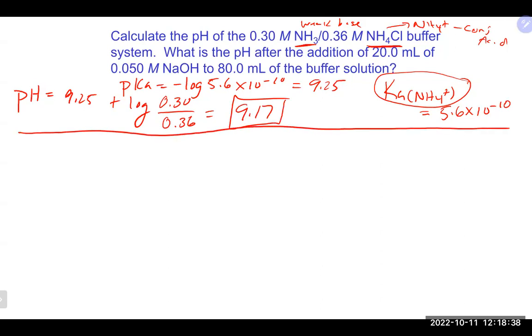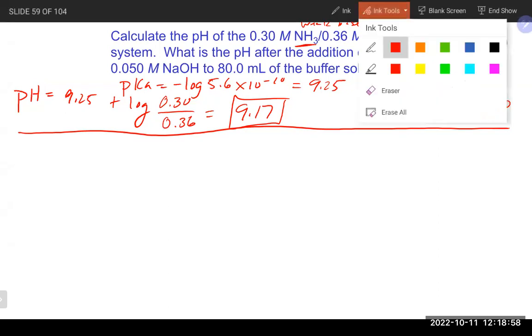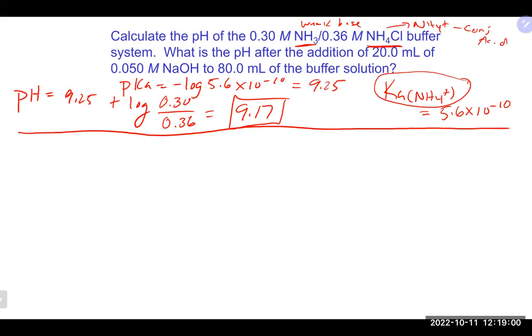Once again, you could do an ice table. You could actually do it two ways. You could do the ice table with NH4 plus as an acid using the Ka value. You could also have done an ice table with NH3 using the Kb value and then convert it into pH. They both should get you to the same spot. This is also a basic buffer, so the Henderson-Hasselbalch equation still works perfectly fine.